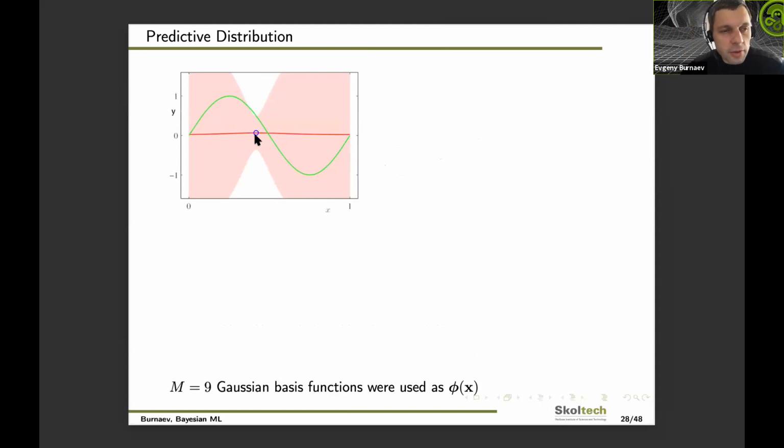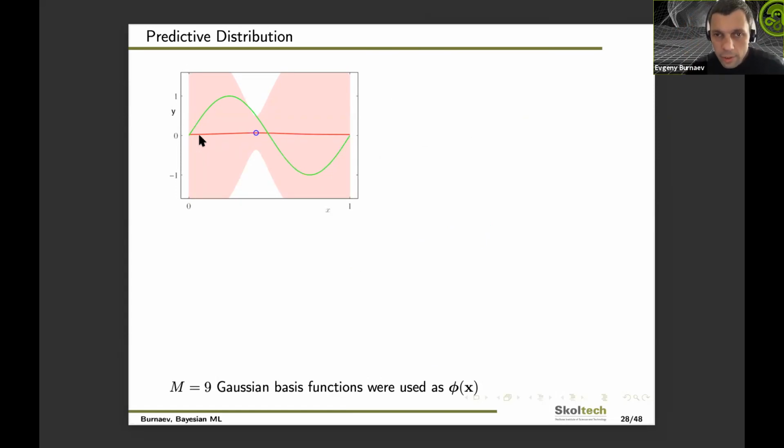This is depicted here by blue points, I depict our one observation. Green is a real function which generated a sample. So using this one observation, I calculate the posterior mean and the posterior variance.